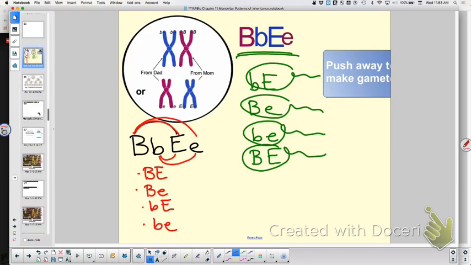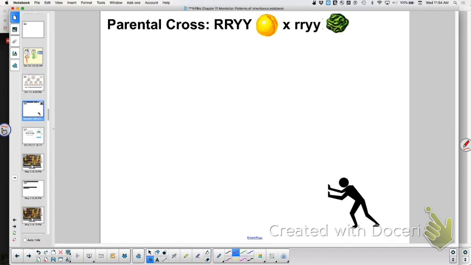So let's take a look at a situation right here. Here is our parental cross. This is a true breeding round and yellow pea plant. So all of its peas are round and all of its peas are yellow. It's homozygous dominant for that. And we're going to mate it with a homozygous recessive. Every pea is wrinkled and every pea is green. Remember, green is recessive. What are the potential gametes that this individual could make?